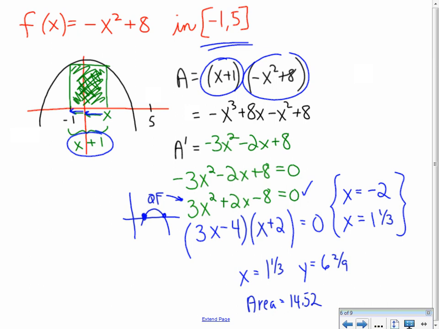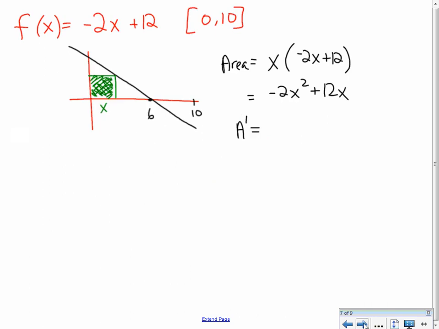I plugged 1 1/3 back into my original equation to get what y was, and then I multiplied x plus 1 times y to get the area, remember, because that was my original formula, x plus 1. That's how I got the 14.52 that you see at the bottom.